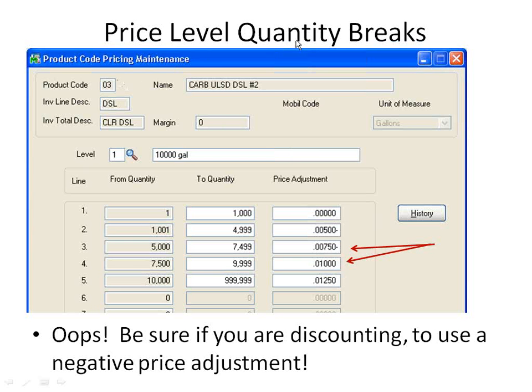Price level assumes that whatever number you're putting in here is a markup. So if you want to treat it as a quantity discount, a price discount, then make sure you have a negative number in here. It's a real important thing there.